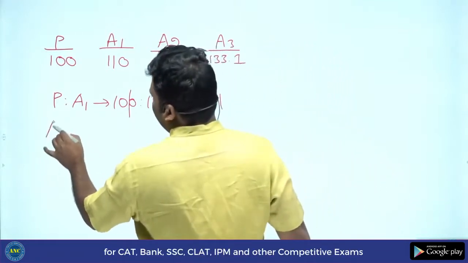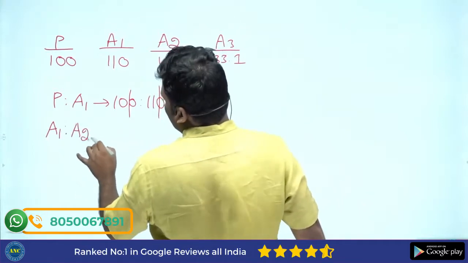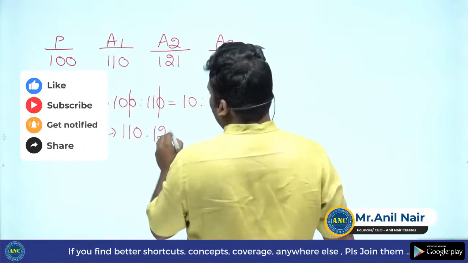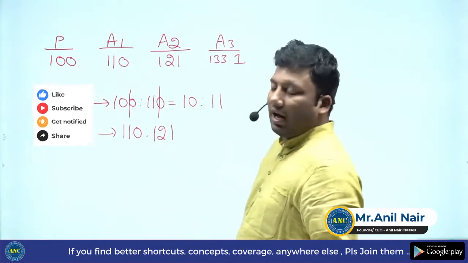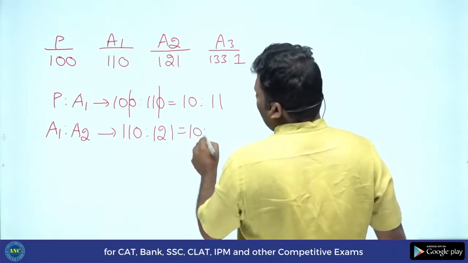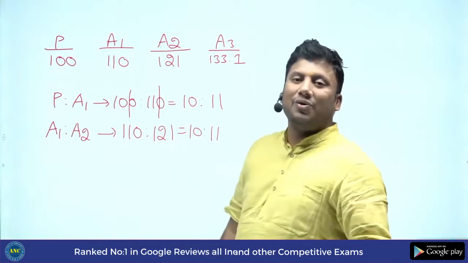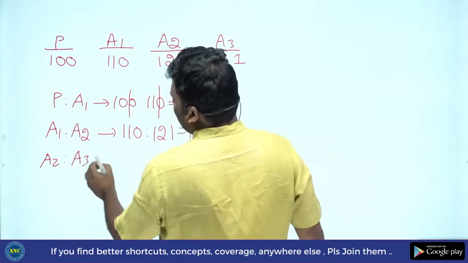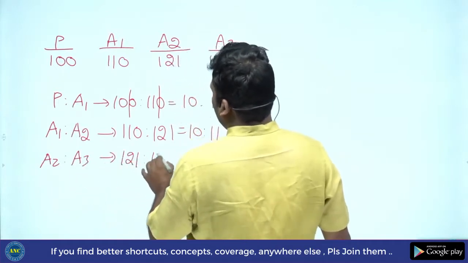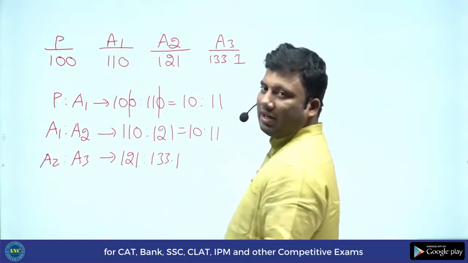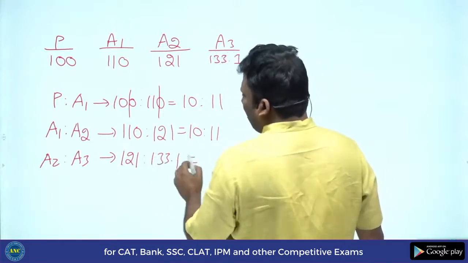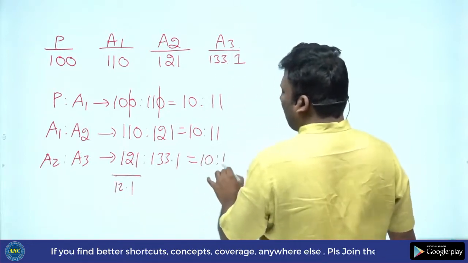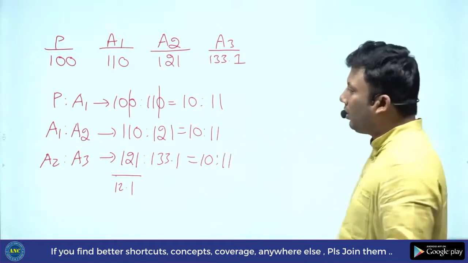Now, if I take A1 to A2, it is 110 to 121. 11 tens are 110 and 11 11s are 121. Are you all with me? Suppose I take A2 to A3. This will be 121 to 133.1. If you divide by 12.1, it is 10 to 11. Very, very important key point.